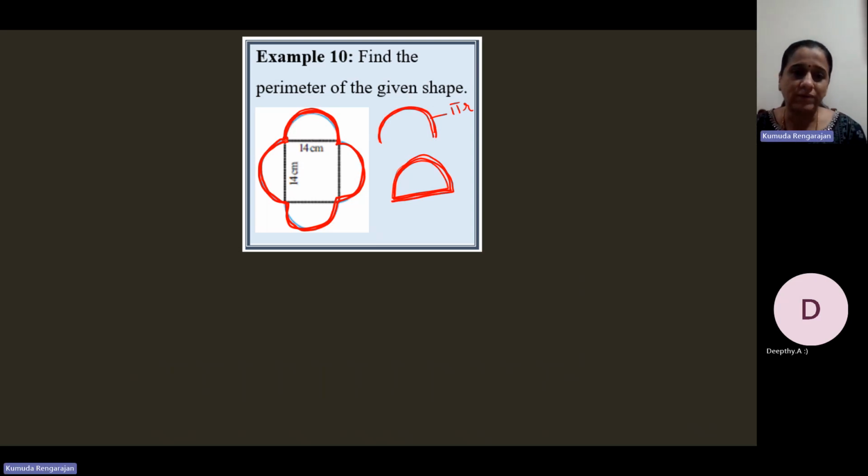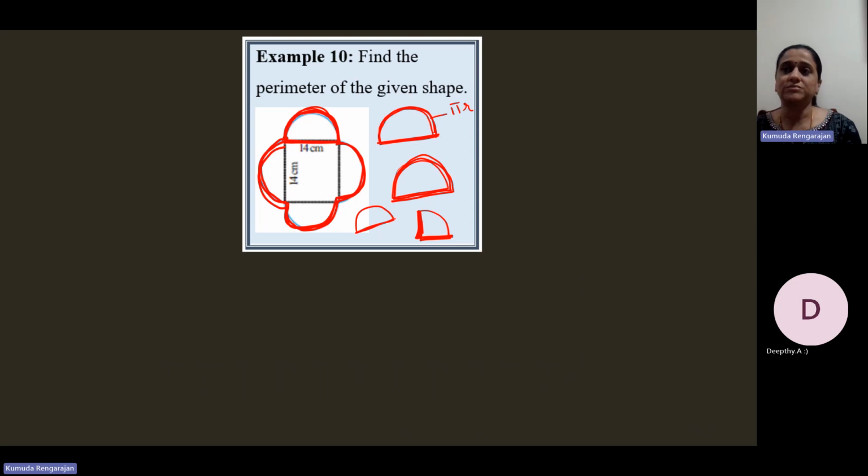So here it is only pi r. This is only pi r, this is another pi r, this is another pi r, this is another pi r. And what is 14? 14 is the diameter. So r is 7. 14 is not the radius. 14 is the diameter. What is attached to the semicircle is the diameter. The line segment attached to the semicircle is the diameter. The line segment attached to the quadrant is the radius.